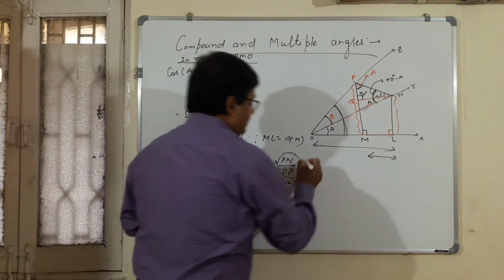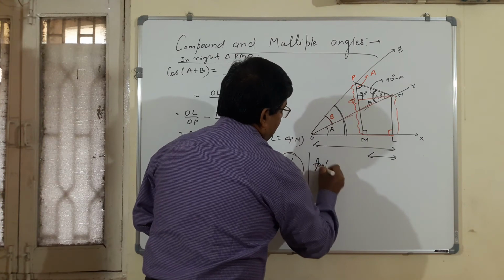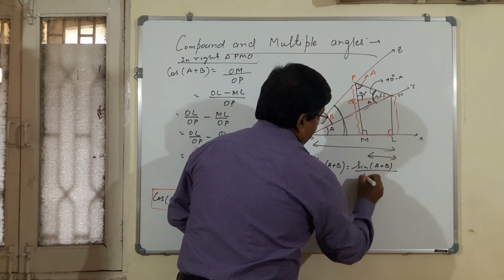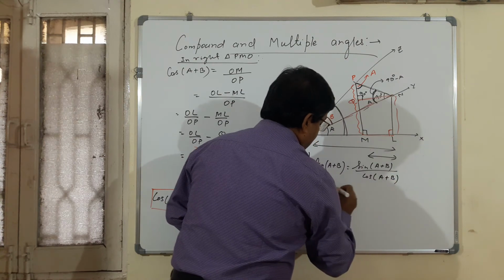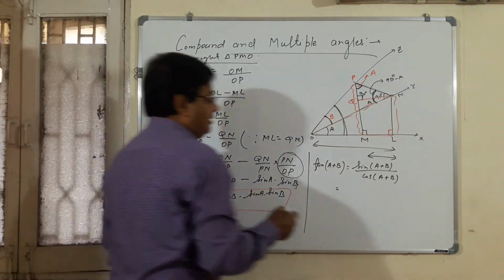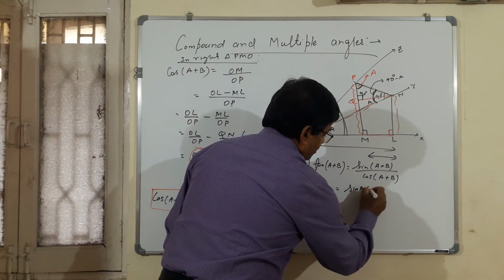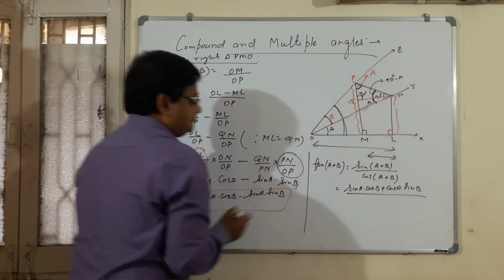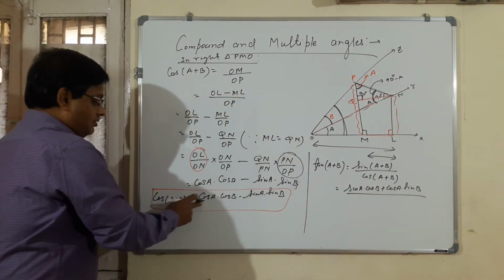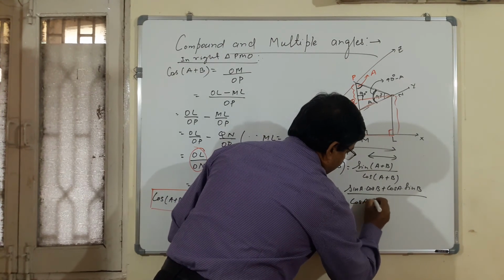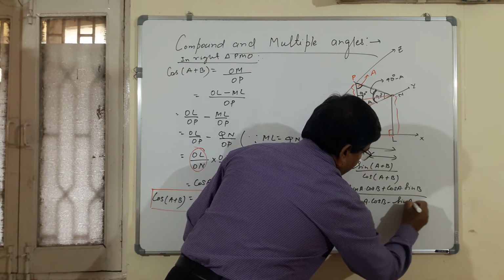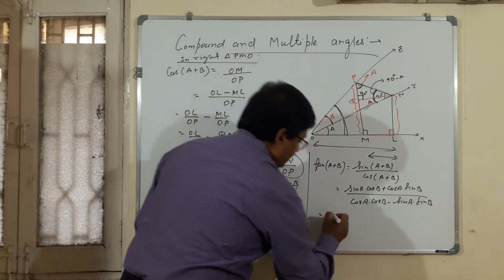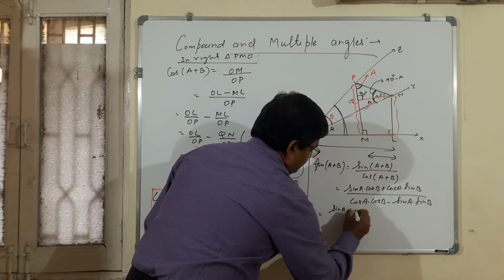If you want to write tan A plus B, directly you can solve like this. tan A plus B is equal to sin A plus B divided by cos A plus B. You know the formula of sin A plus B: sin A into cos B plus cos A into sin B. Now the formula of cos A plus B is cos A into cos B minus sin A into sin B. Now I am dividing numerator and denominator.